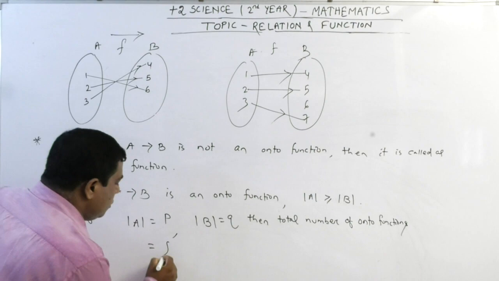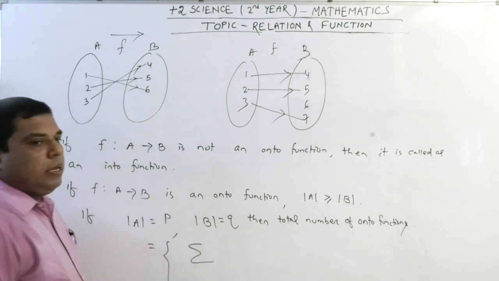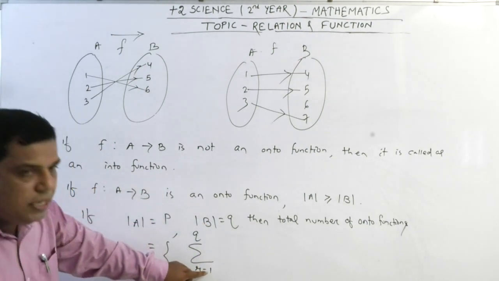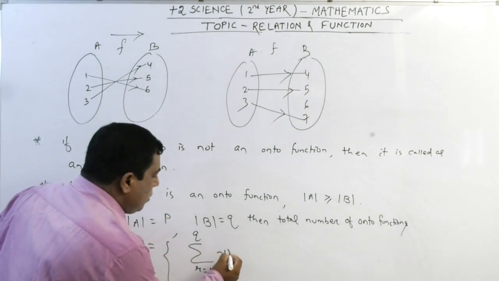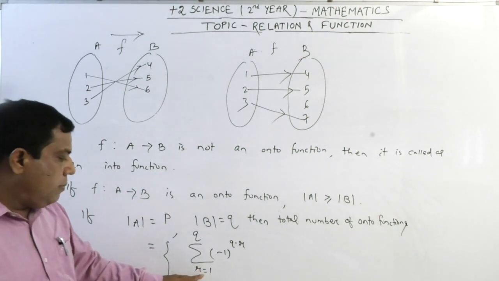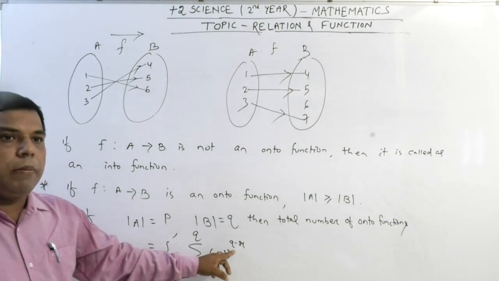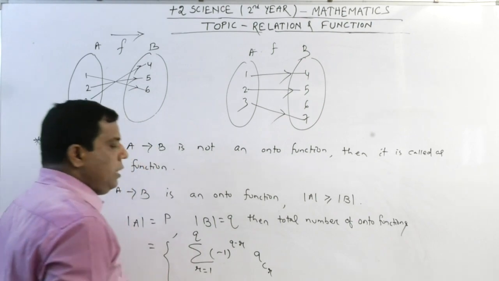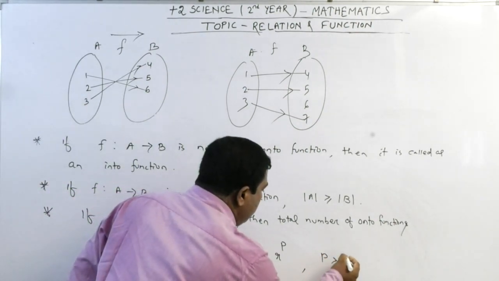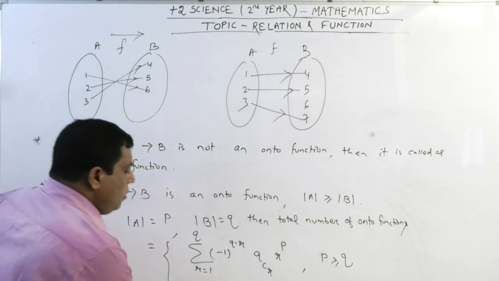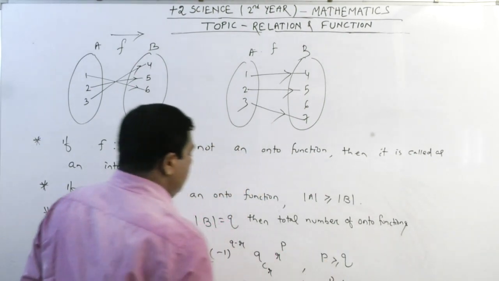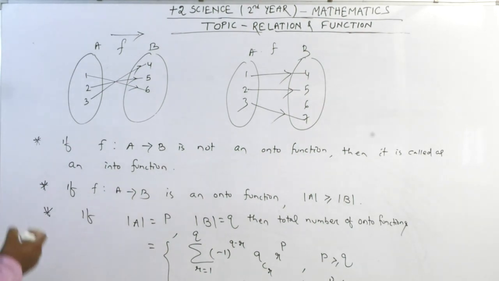It is equal to sigma summation, R equal to 1 to Q, of minus 1 to the power Q minus R, QCR, R to the power P. You see very carefully, it is sigma summation, that means we are going to sum the results. And this rule is applied if P is greater than or equal to Q. And the result is 0 if P is less than Q. Under this rule, we are able to get the total number of onto functions.